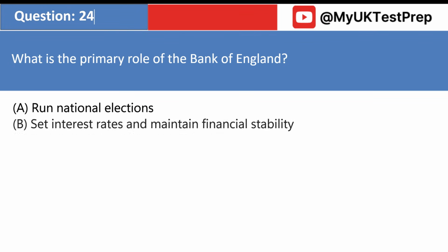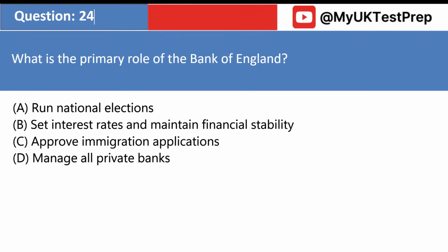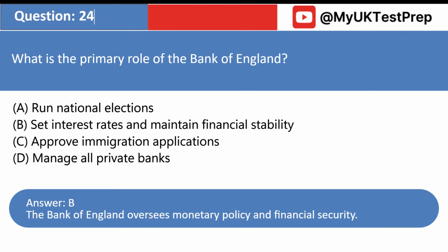What is the primary role of the Bank of England? A. Run national elections. B. Set interest rates and maintain financial stability. C. Approve immigration applications. D. Manage all private banks. Answer, B. The Bank of England oversees monetary policy and financial security.